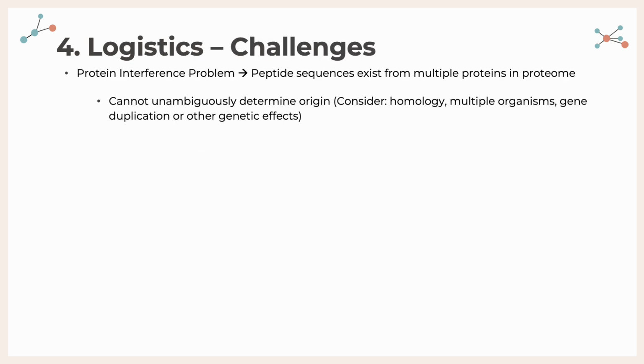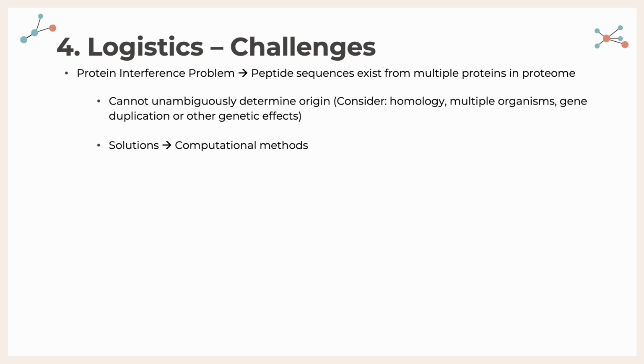Another challenge regarding proteomics starts as early as the bottom-up method. Recall the protein inference problem, when peptide sequences exist in multiple proteins in the proteome. This causes ambiguous origin determination, right? So if we have a sample with a bunch of proteins and we cut up the proteins using trypsin, like the bottom-up method says, we might end up with peptide sequences that are the same from different proteins within the sample, so we can't really determine the true origin of these peptides.